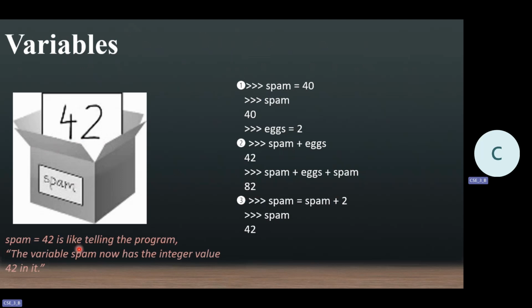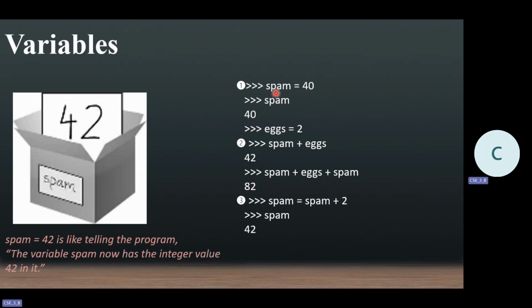So we can observe here, whenever we use a variable and try to assign some value, it is like telling the program that the variable spam now has the integer value 42 in it. Can we change this? Yes. Later we can assign spam equal to something like 50.0, so it is going to store the floating point value. Like that, whatever value we recently assign will be stored, and the previous value is forgotten.